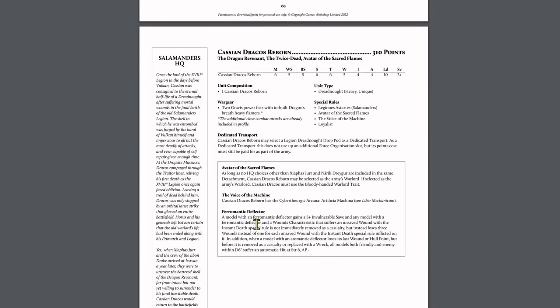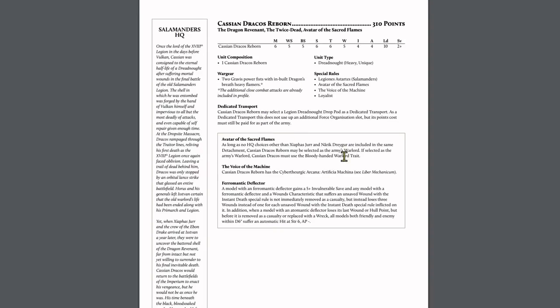And then, again, we flip back to Salamanders. So remember what Honoured Telemachus got for 240 points. Cassian Dracos Reborn is a Castraferrum Dreadnought, so he's only Strength 6, Toughness 6. He's only Wounds 5. He's got two Grabbers, Power Fists. He's got Heavy Flamers on them. And he's got a couple of rules.